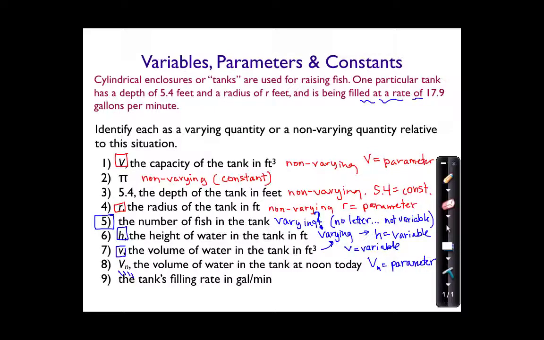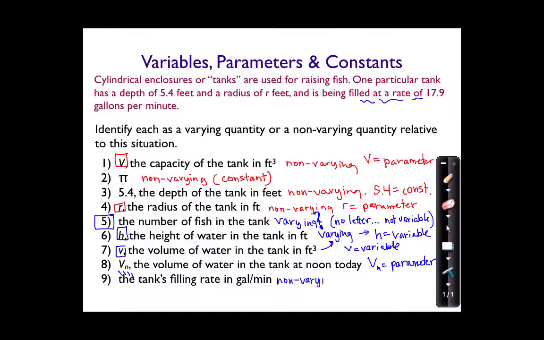But this symbol here represents a specific value of the volume, a specific value of lowercase v at a specific point in time, and we gave it its own symbol. So that symbol is a parameter, and this is a non-changing or non-varying quantity. Now what about number 9, the tank's filling rate in gallons per minute? Is that a varying quantity or a non-varying quantity?